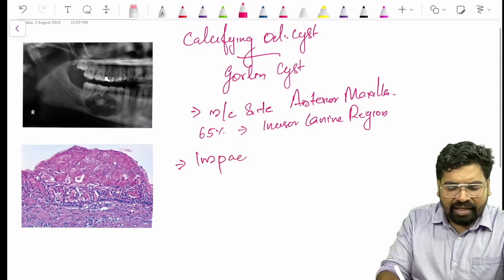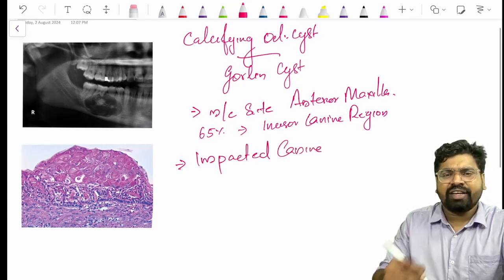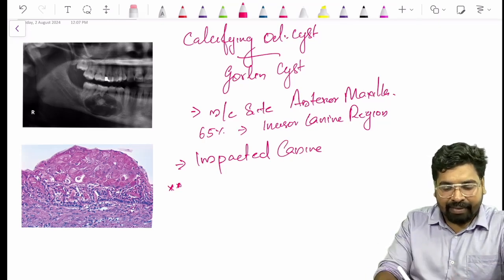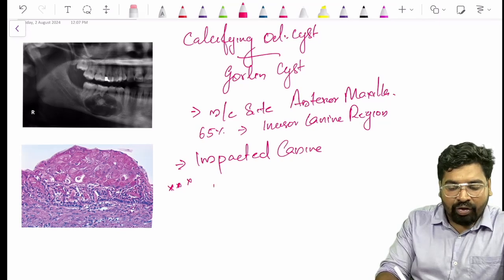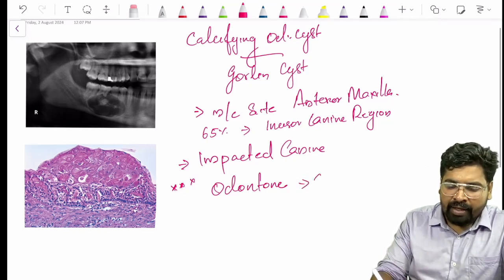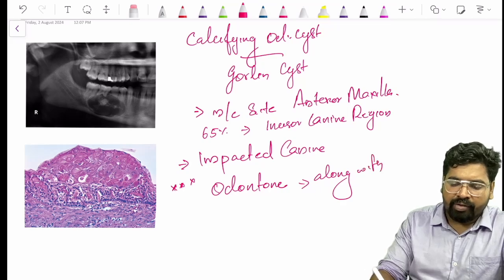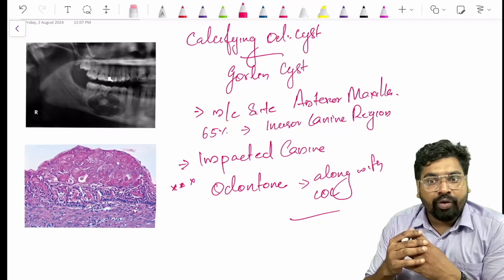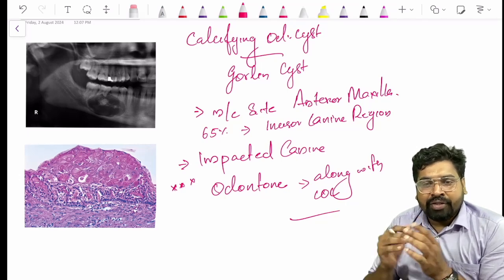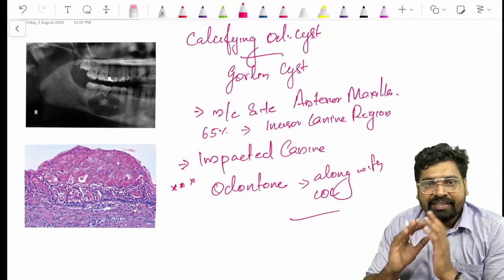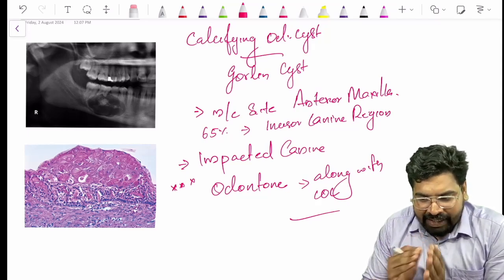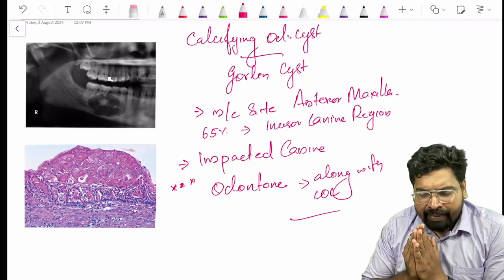Most of the cases will have an impacted canine associated with this COC. Please remember this statement, a very important statement: a COC can come along with an odontome. That was a statement in one of the INI CET papers. So a person who has an odontome in the anterior maxillary region is most probably having a cyst that is a calcifying odontogenic cyst. This is a little feature about COC and its importance.